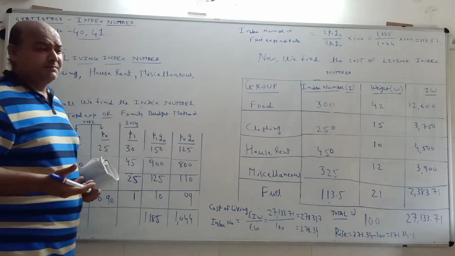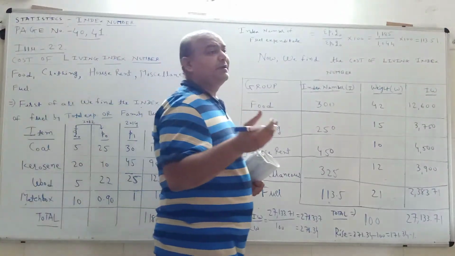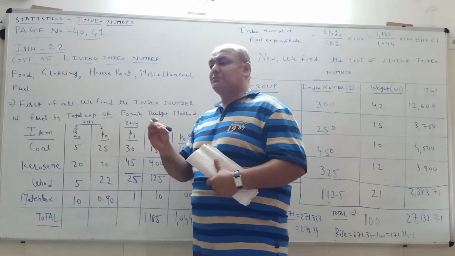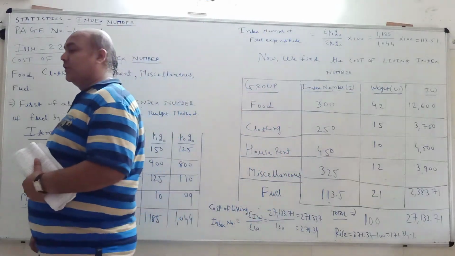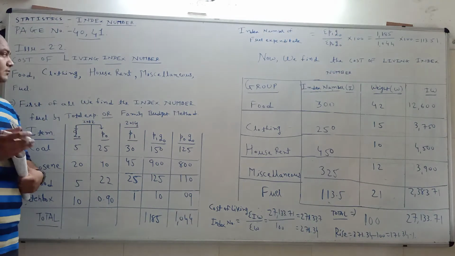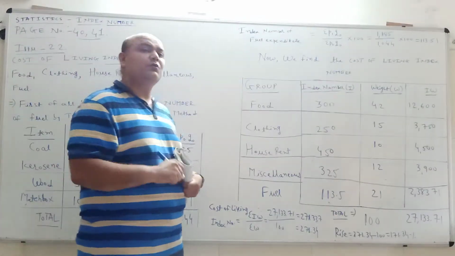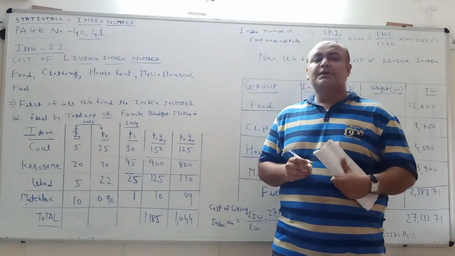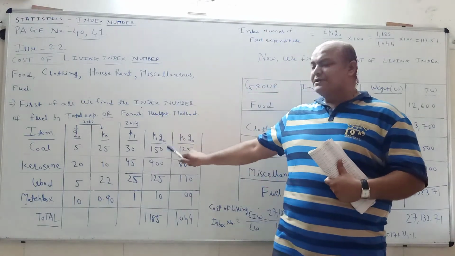But sometimes they are not giving the index number of food, or sometimes the index number of clothing is missing, or the index number of miscellaneous is missing, or the index number of house rent is missing. Then sir, what is the procedure? Students, same procedure is there.